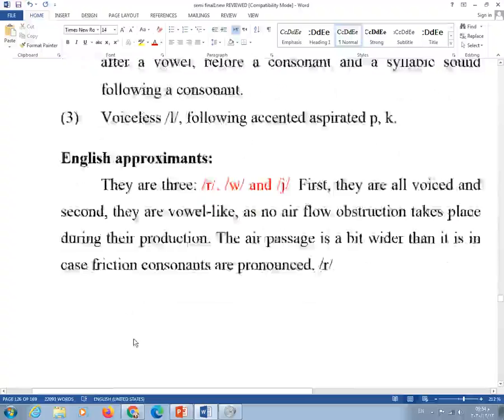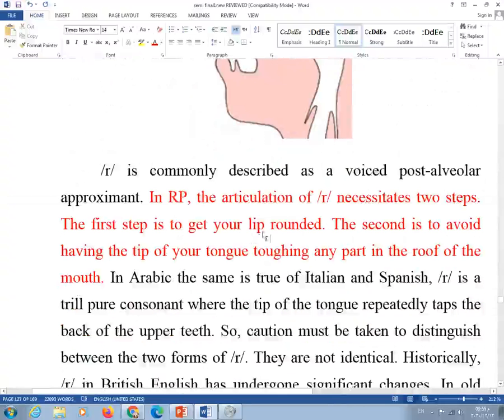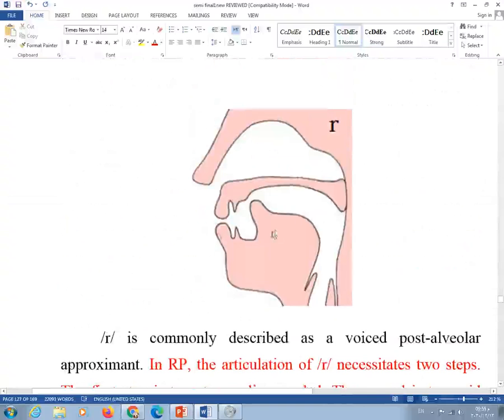This is the pronunciation of the sound R. Very important. When you pronounce R, you have to do two important things. The first thing is to get your lips rounded. The second is to avoid having the tip of the tongue touching any part in the roof of the mouth. Okay, so we say R, R, R.